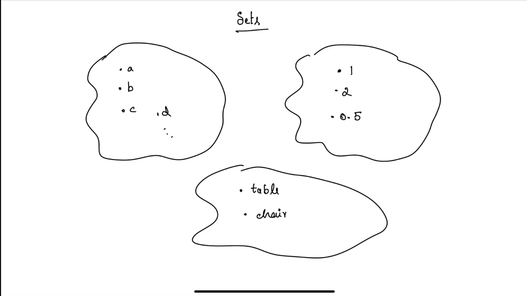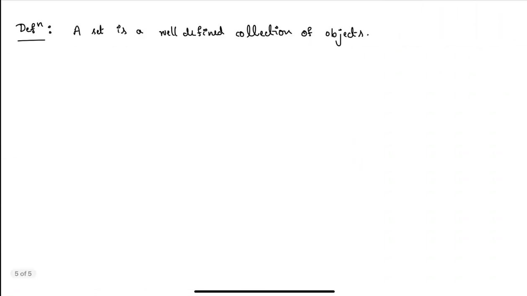So how do we define it mathematically? A set is a well-defined collection of objects. We'll come to why we are saying well-defined, but first, let's see examples. Suppose I collect numbers from 1 to 10 and put them inside a set: 1, 2, 3, 4, 5, 6, up to 10.